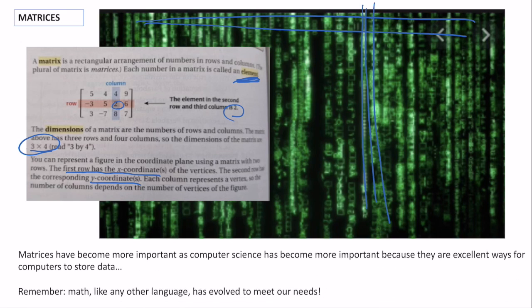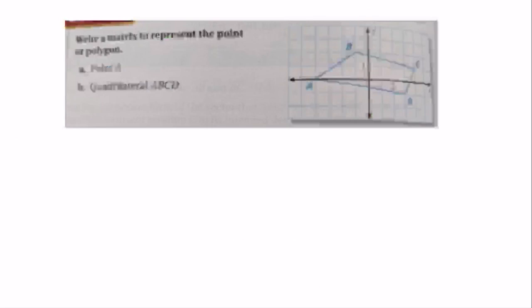So again, really quickly, matrices are so important because computer science is so important to us. And the reason they're so important is because it's a really convenient way for us to pass information to a computer. The rows and columns are just easy to take in a ton of data. And math, like any other language, has to evolve to meet our needs, and our needs these days are really heavily computer science related. And so we had to figure out math that's going to work for computers, and that's where matrices come into play.